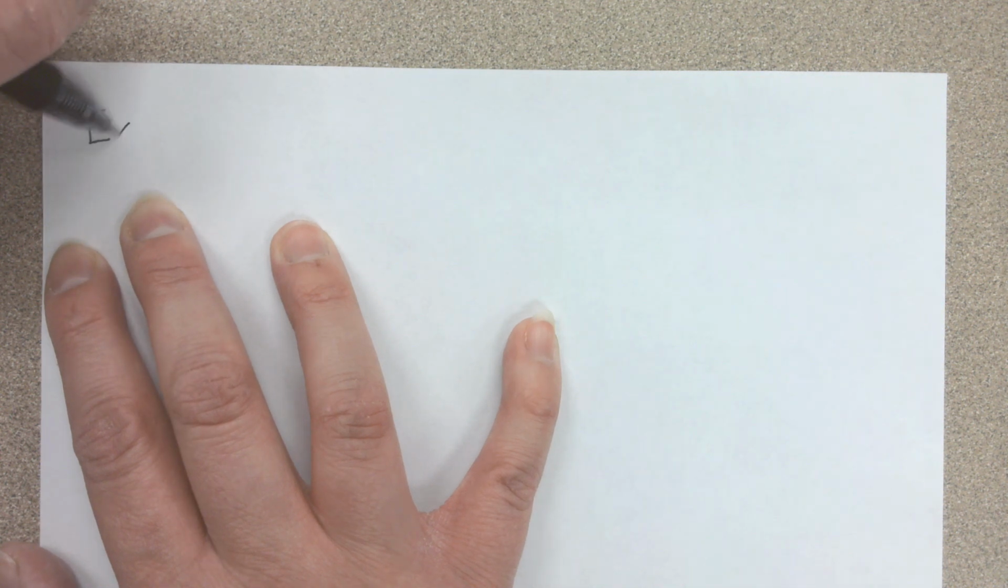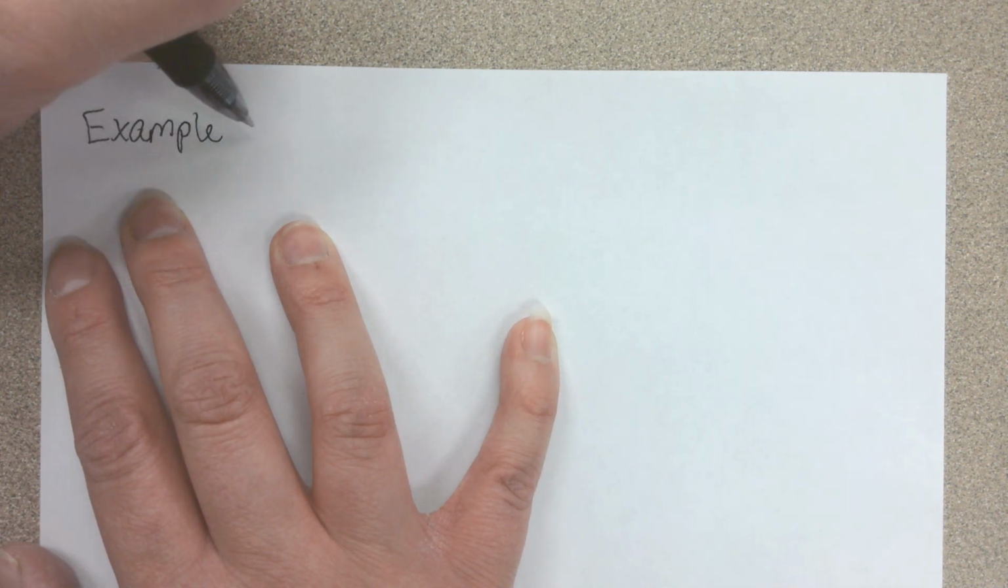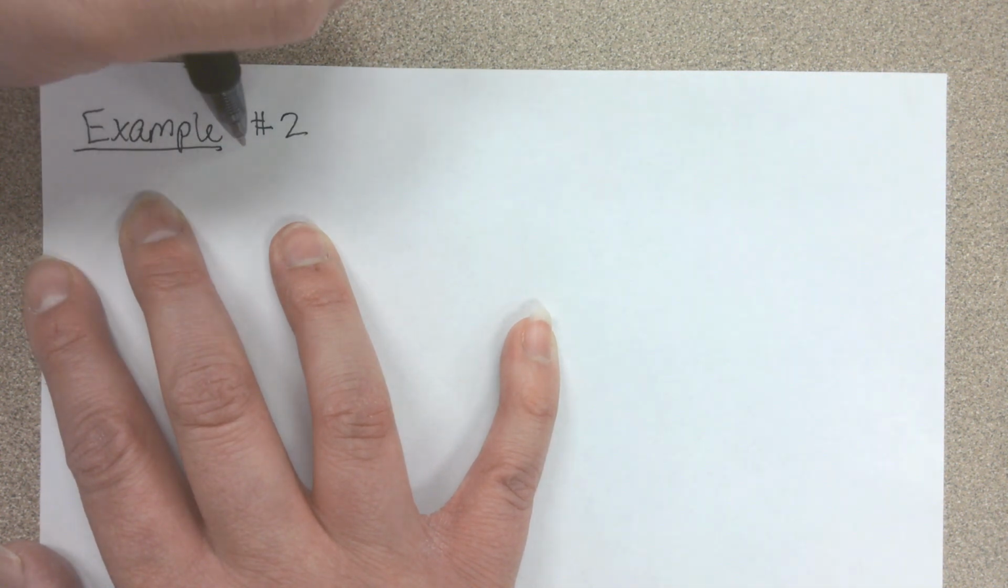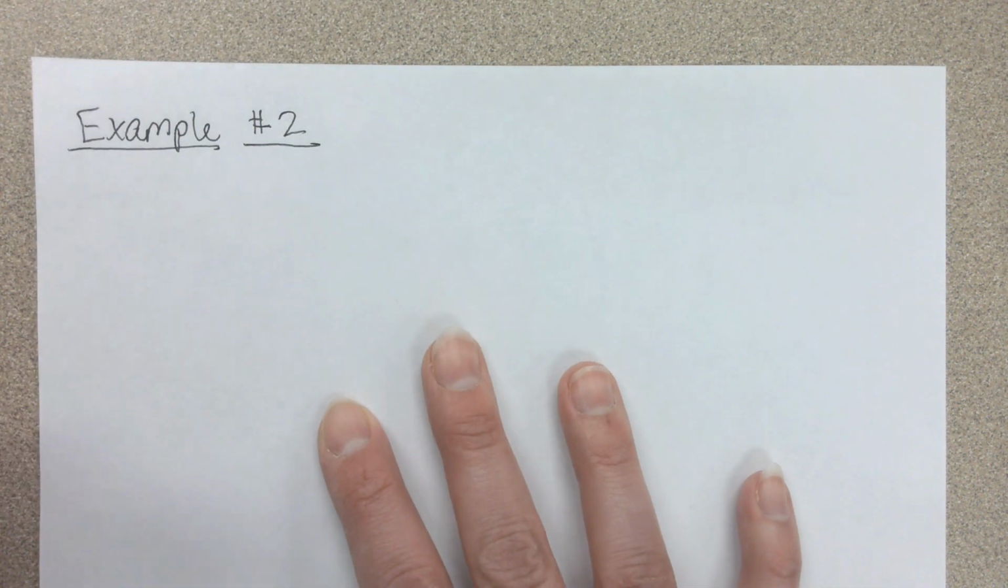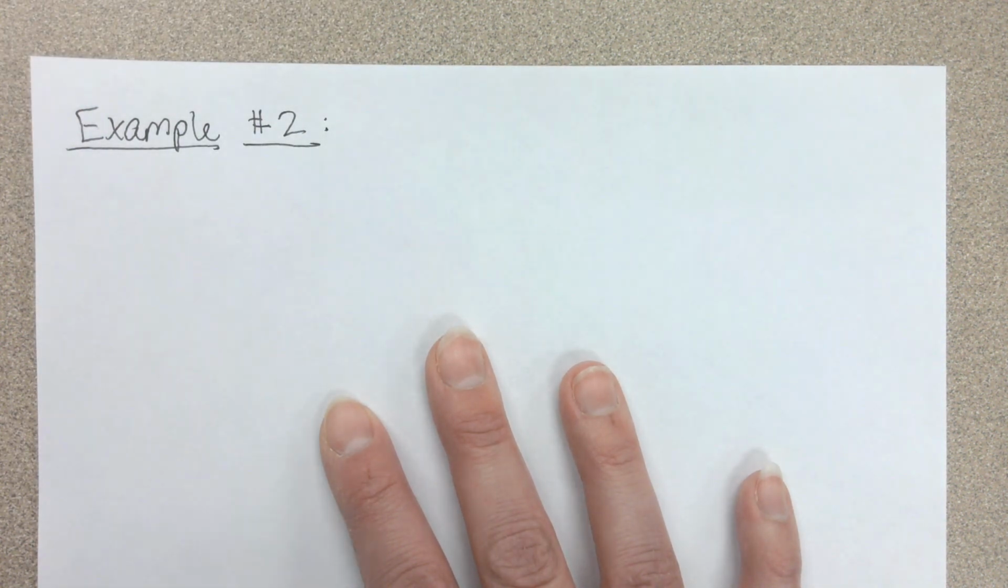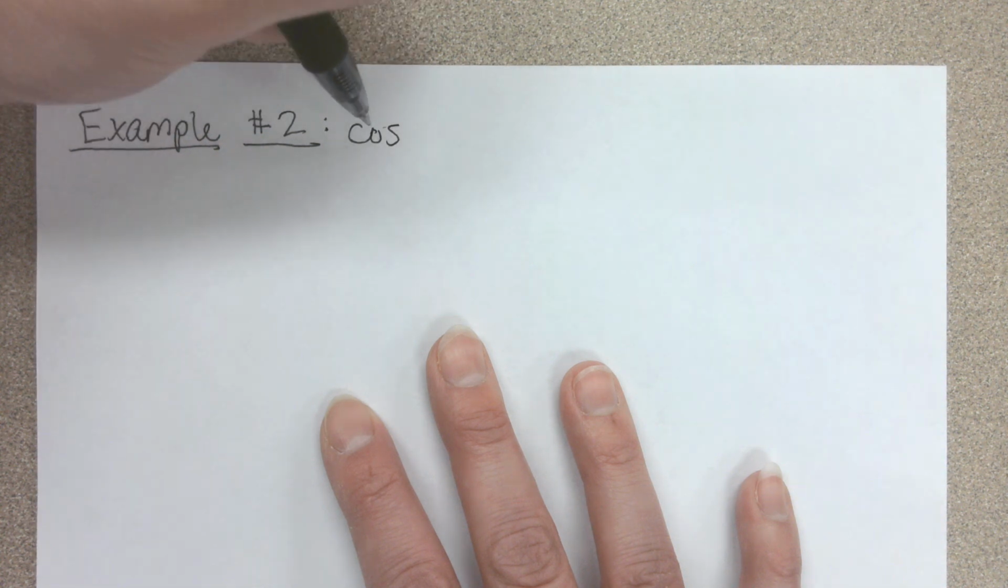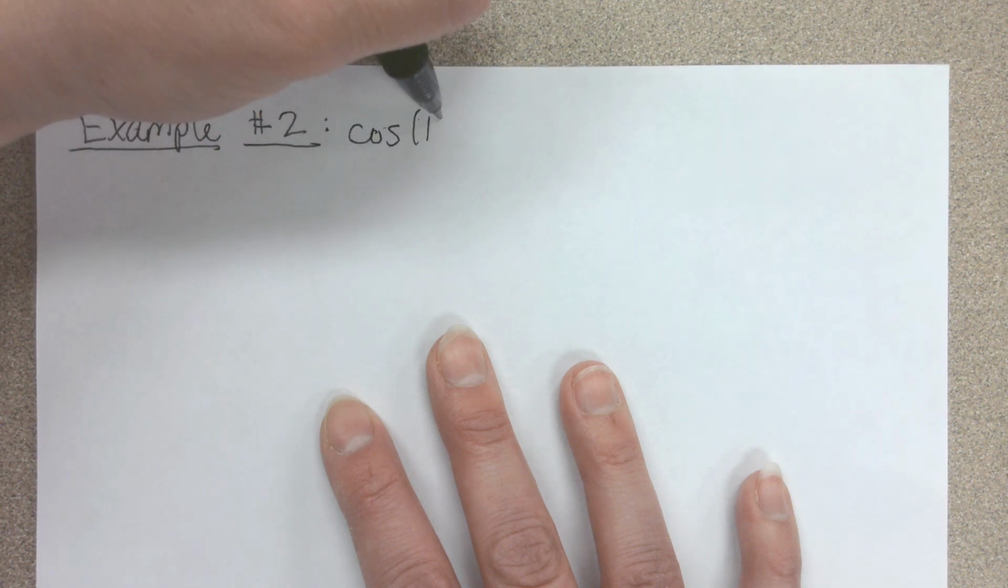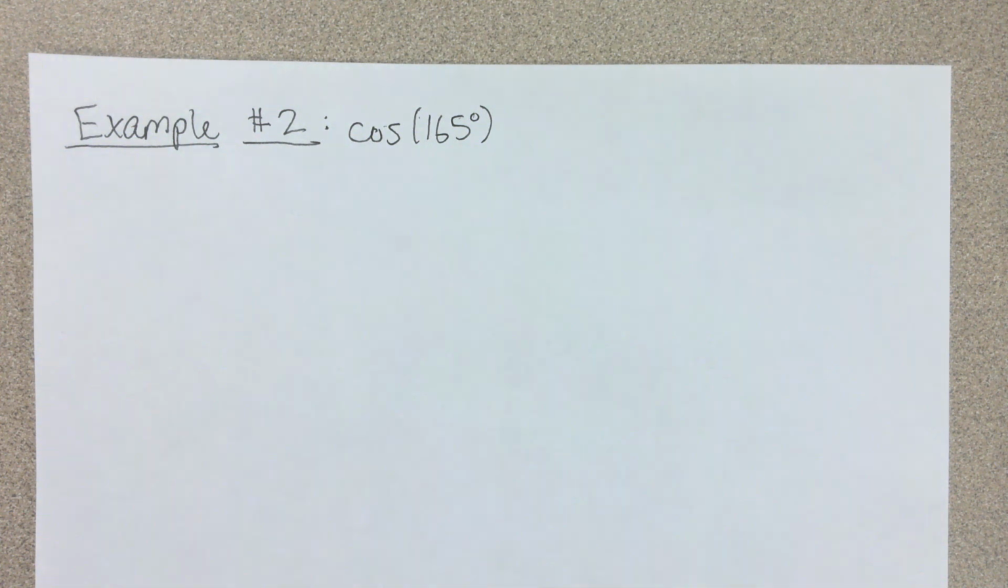Okay. I'm going to do a cosine, and then a tangent, and then we'll be done. Example number 2, the previous directions apply. I'm just going to write the problem down. Cosine of 165 degrees. We're finding the exact value.